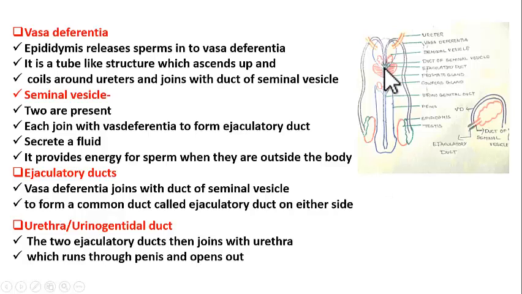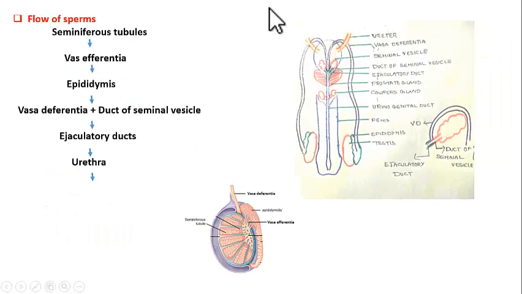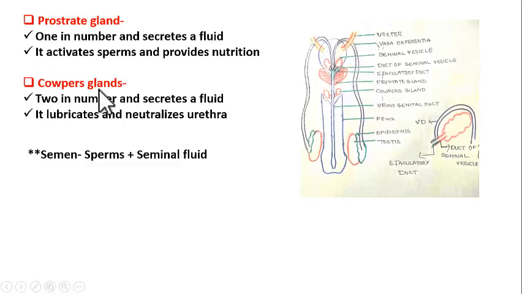While passing through the urethra, the sperms collect two more fluids from two other glands called prostate gland and Cowper's glands. So the next part is prostate gland. When sperms are passing through this region, there is a gland called prostate gland which is heart shaped and is present here. This gland secretes a fluid into urethra, and this fluid activates the sperms and also provides nutrition. So that is the role of the fluid of prostate gland.